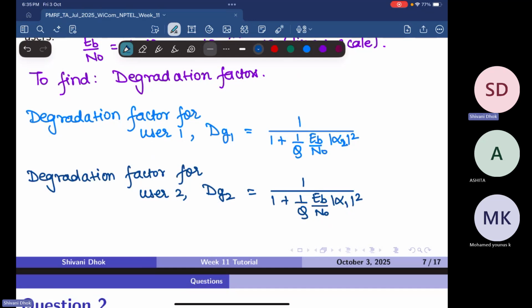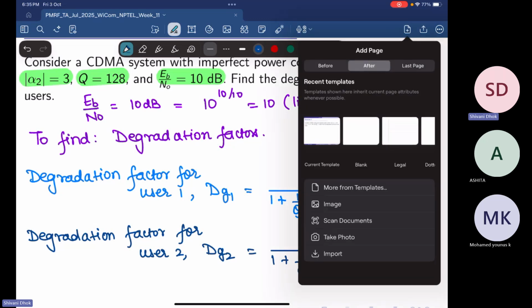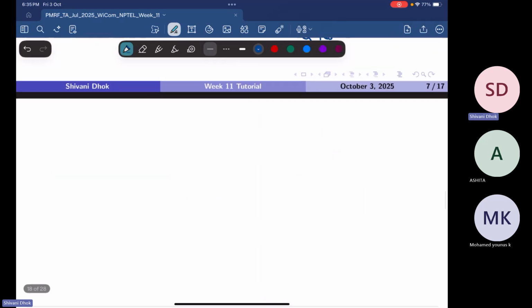When you have user 2, the interference will be caused by the other user. So we have magnitude of alpha 1, we know magnitude of alpha 2, we know the spreading factor Q, and we also know EB by N naught. So all the things that we require are given. Now we just need to plug in those values in these formulas and get the answer.